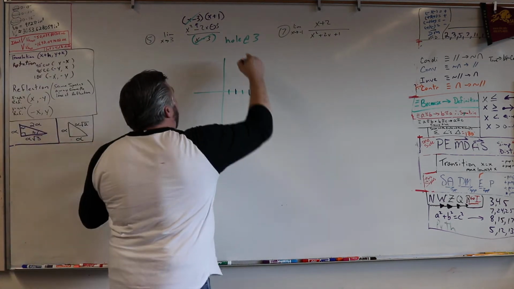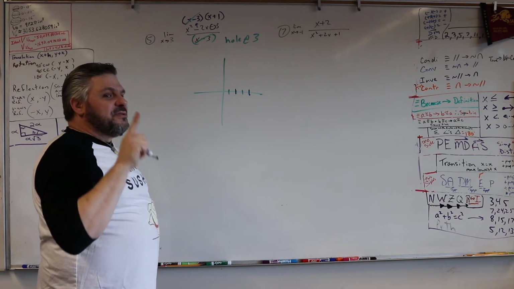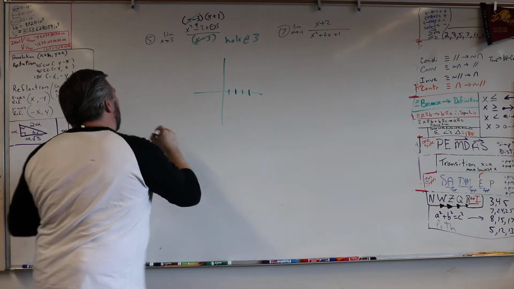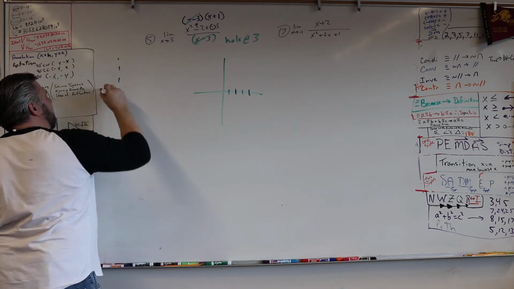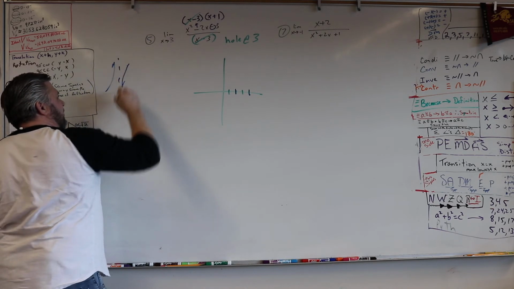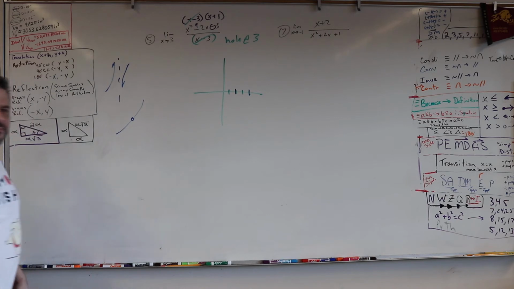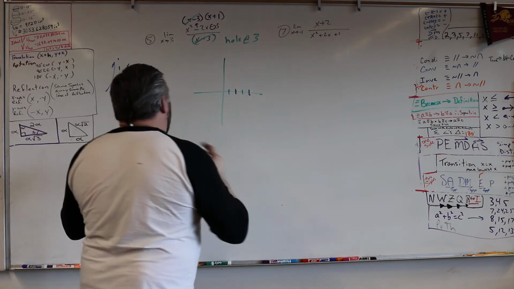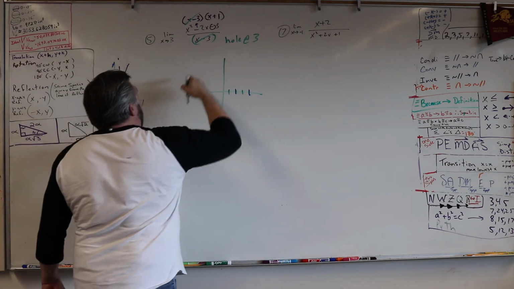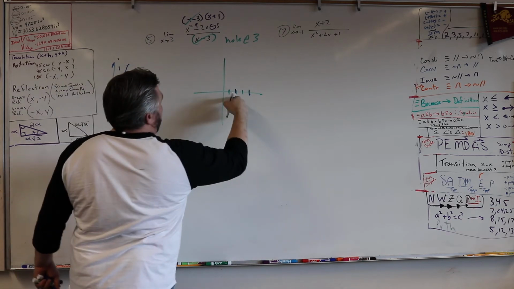Because remember, it's not an asymptote. It's a hole. So the difference between a hole and an asymptote is, an asymptote, you got something like this going on, right? And a hole just means that. So, let's see what's happening at 2.